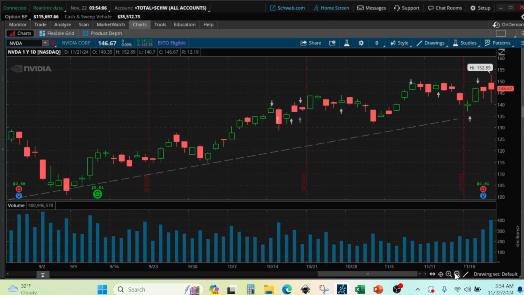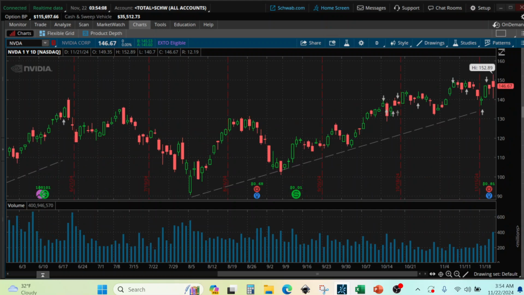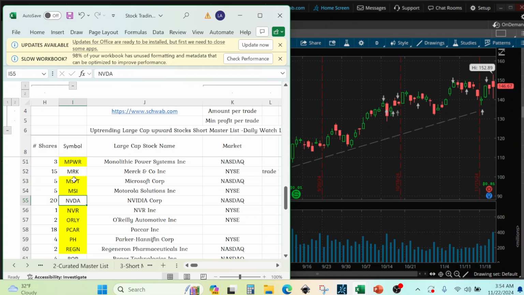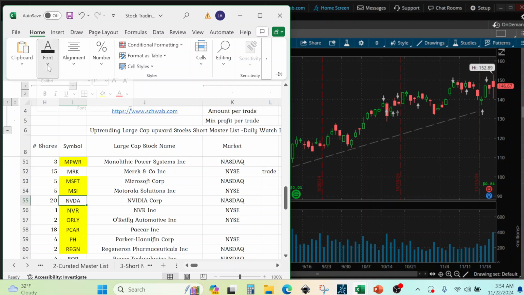So because it was a second pullback, we didn't do anything yesterday with it. So since we still have a pullback, we'll mark it red on our list. If today we have the first green bar, we will buy. Today is Friday, but it does not matter. We will buy.